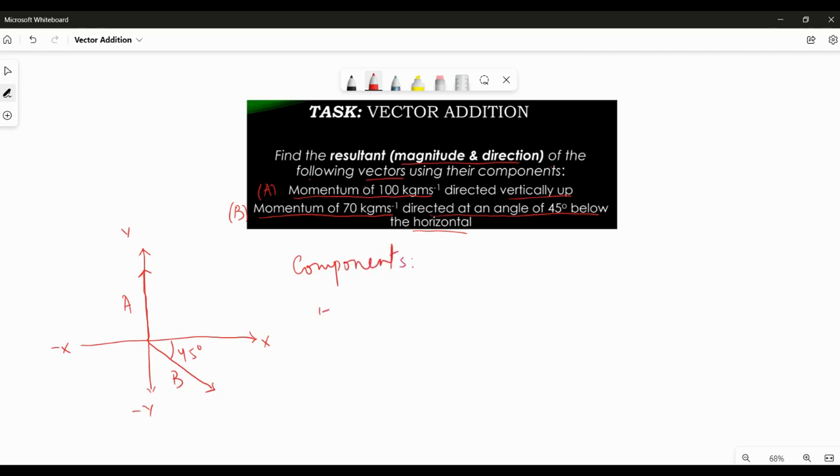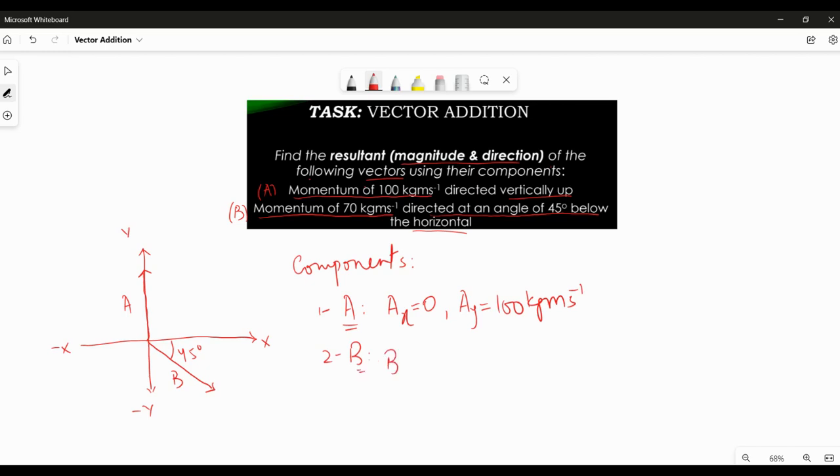First of all, for vector A, now we know there are two perpendicular components in the xy plane. The x component of A is pretty easy because this vector is vertically up, which means it will not have any component along the x direction. So Ax becomes 0, whereas Ay is the entire magnitude of vector A, 100 kilogram meter per second. Now for the second vector B, let's find its components.